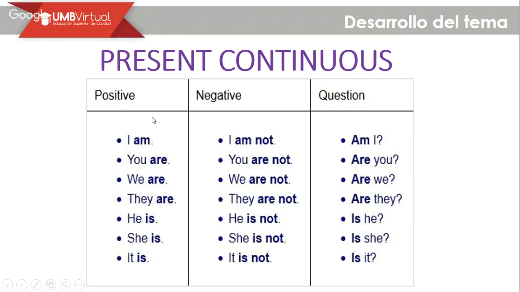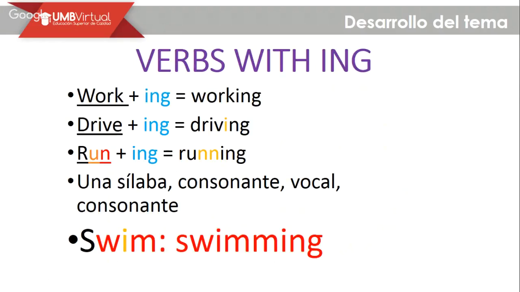This is for the positive form. Negative form, just include the not at the end. And for questions, we're going to move the verb to be at the beginning of the sentence. So remember this, that is the use of the auxiliary. In this case, for present continuous, we're going to use the verb be as an auxiliary. Then we are going to use the main verb of the sentence with ing. Let's remember this. We only add ing at the end of the main verb.